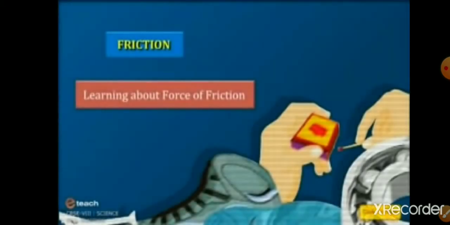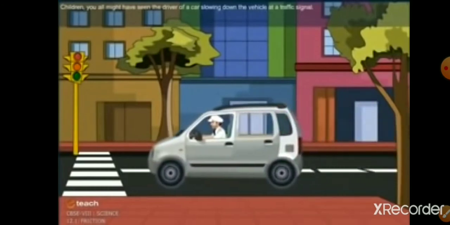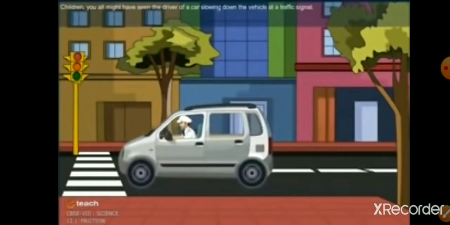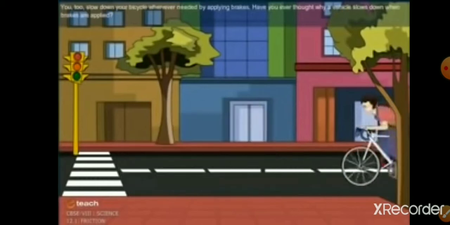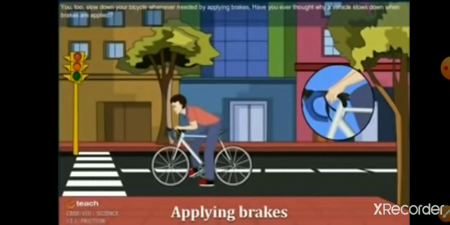Before going to what is friction, I want to ask you a few questions. Children, you might have seen a driver of a car or a truck slowing down the vehicle at a traffic signal. You too slow down your bicycle whenever needed by applying brakes. Have you ever thought why a vehicle slows down when brakes are applied?